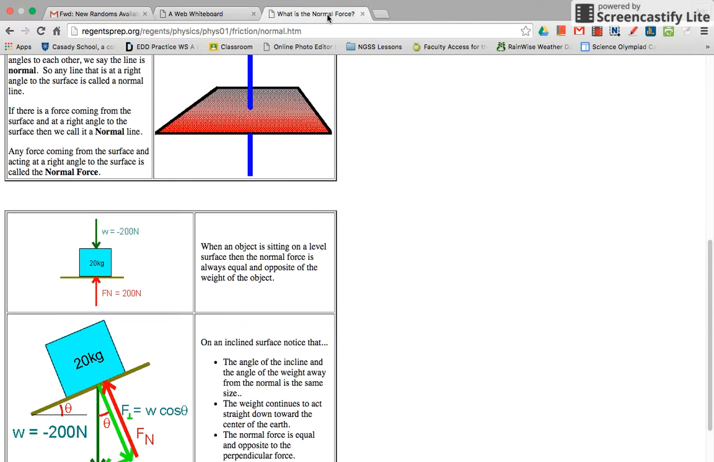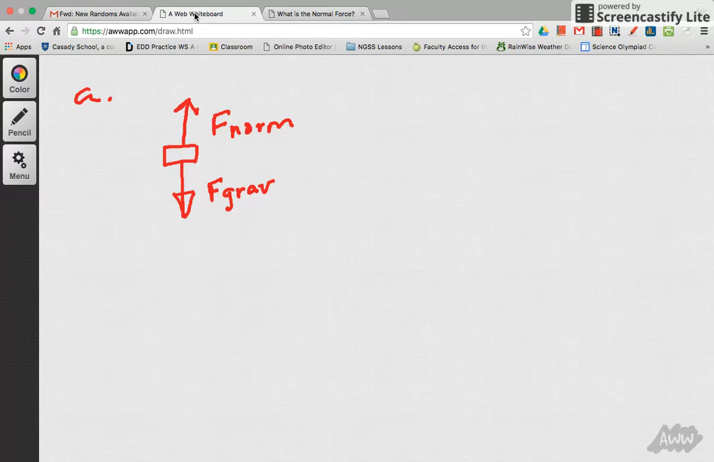And if you look at what the F norm is here, it says when an object is sitting on a level surface, then the normal force is always equal and opposite to the weight of the object. So that's where we're always going to get this balanced force vector. There's no forces right or left, so we're finished with that one. We'll move on to B.